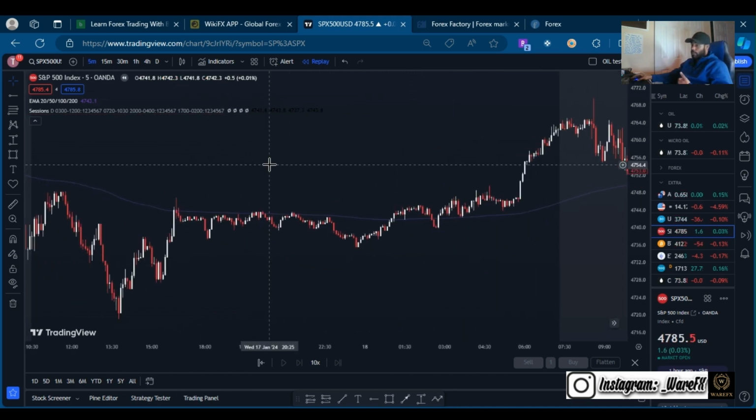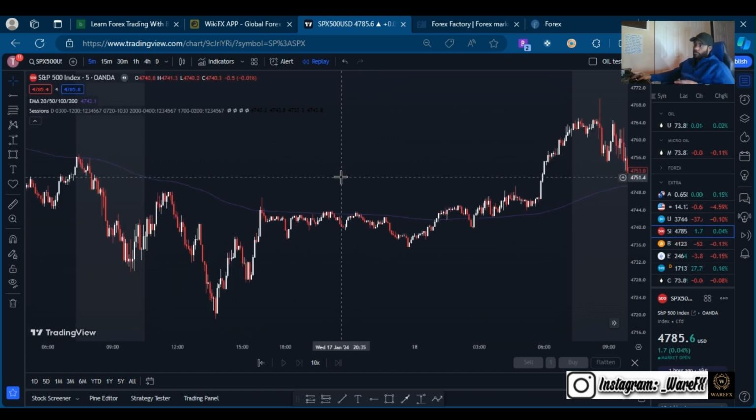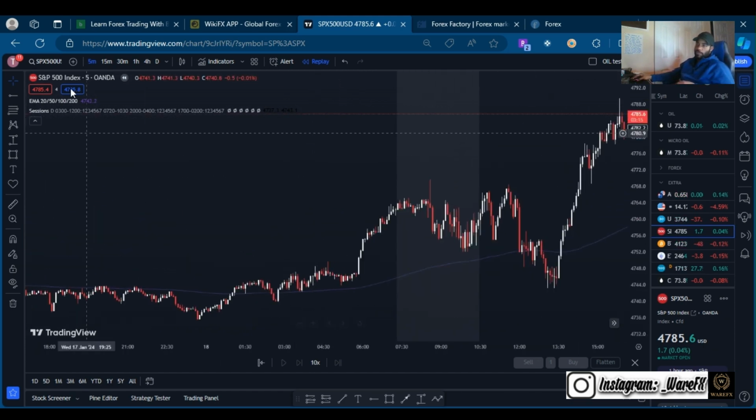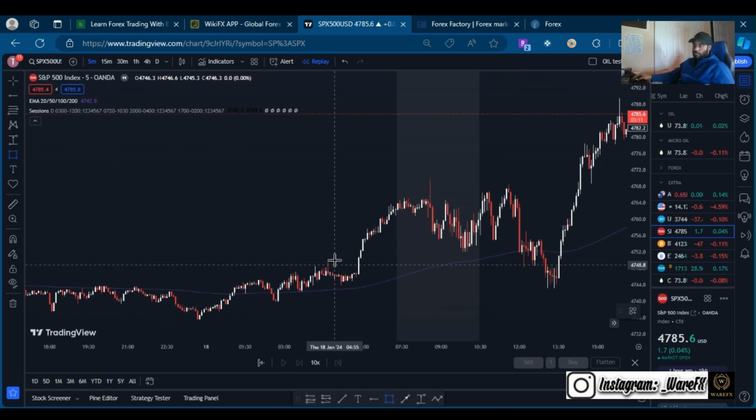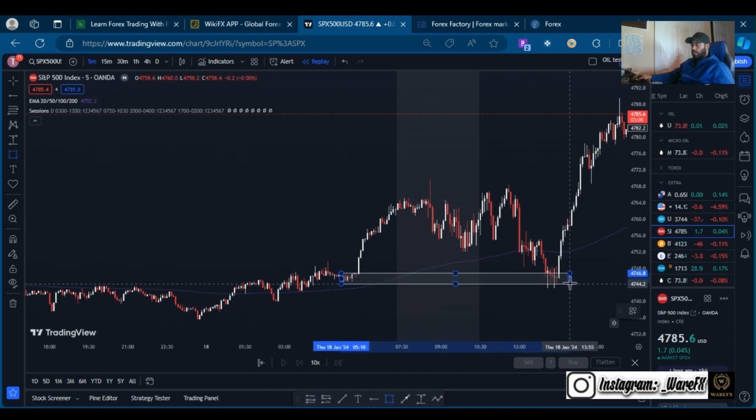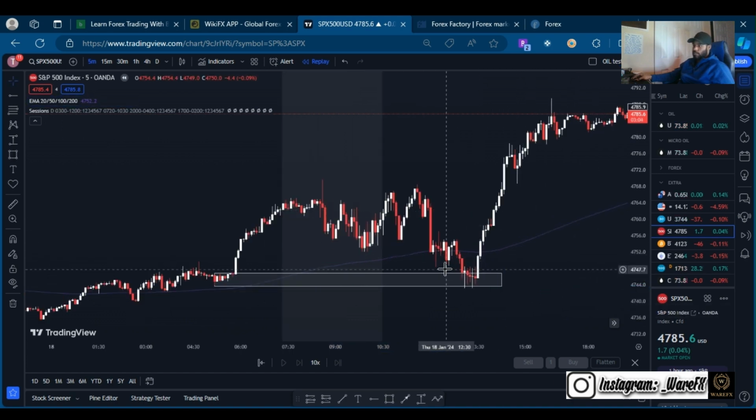So for me, when I go to enter a trade, I'm entering on MT4. But when I go to get my coordinates and my entry points, I do that off TradingView. So for example, say I mark up my zone. I mark it up like that. Okay, cool. Now, once this breaks on TradingView, I'll enter for the buy on MT4.